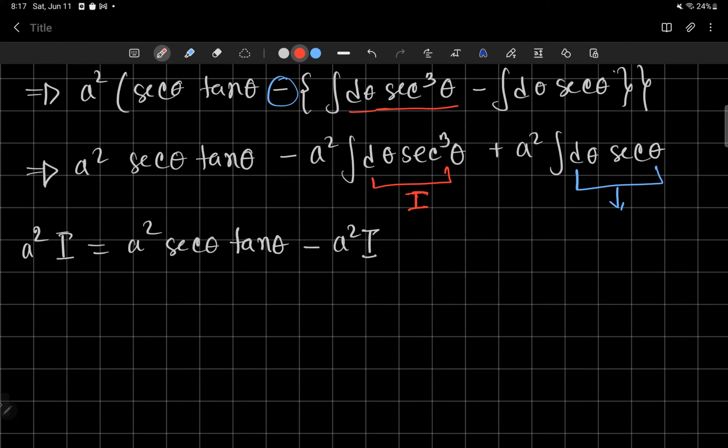Sir, for integration of cosec theta, will there be a negative sign before that or not?